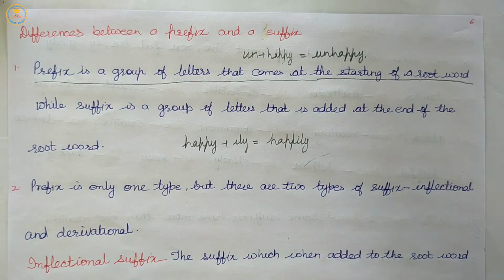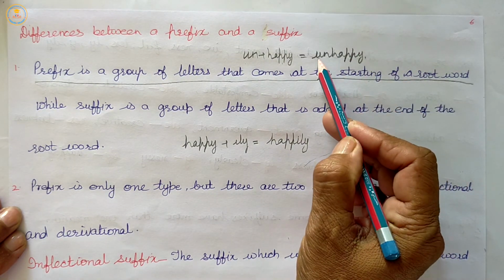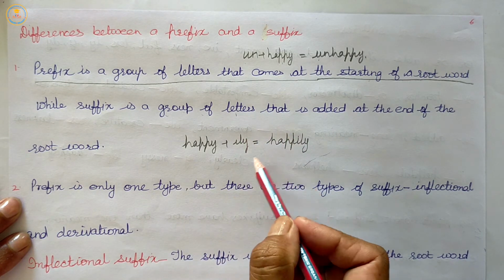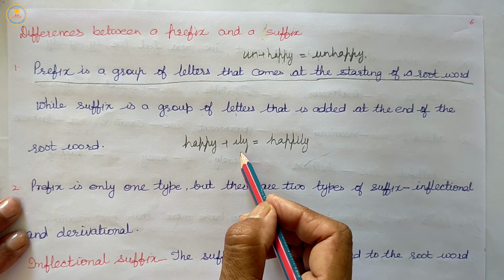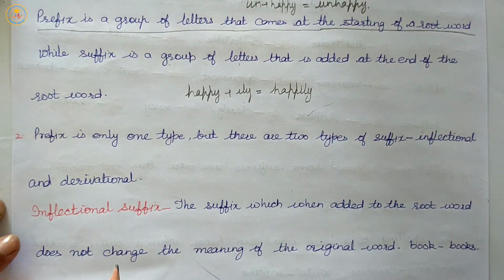A prefix is a group of letters that comes at the starting of a root word, while a suffix is a group of letters that is added at the end of the root word. Prefix is only one type, but there are two types of suffix, that is inflectional and derivational.